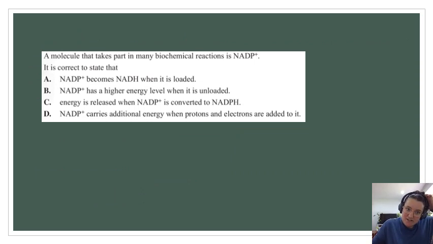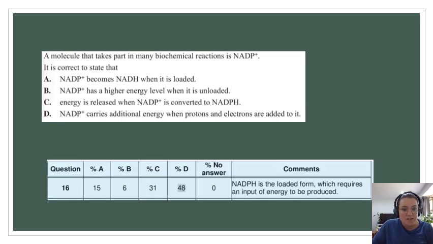Let's have a go at some questions. So have a read through this and see if you can answer that. So the answer to that question is D. NADP+ carries additional energy when protons and electrons are added to it. So if you think about it, NADP+ is the loaded form of that coenzyme, which means that we need to put energy in for it to happen.